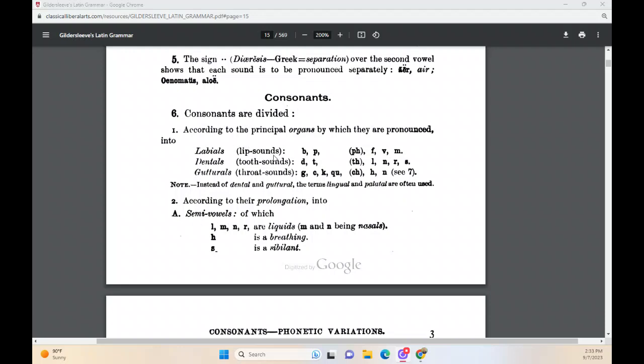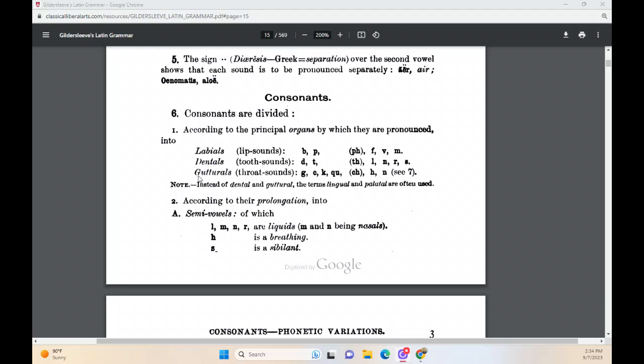So let's look at this first group. How consonants are divided based on the principal organs by which they are pronounced. And I said the word principal is important because we may use more than one organ to make these sounds, but the principal organ is what's used to divide them. So we've got three different groups of consonants: labials, dentals, and gutturals. Labials are consonants that are pronounced primarily or principally with the lips. Dentals are consonant sounds that are pronounced principally with the teeth.